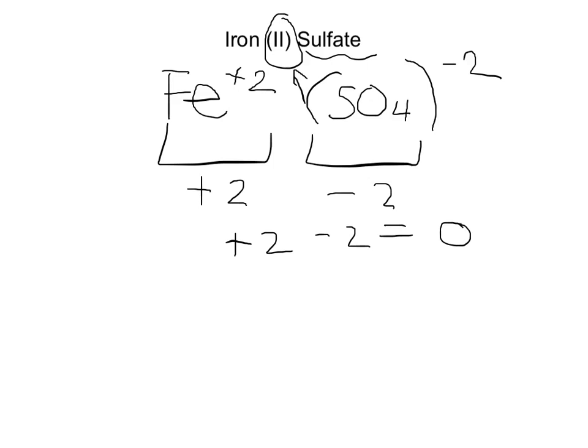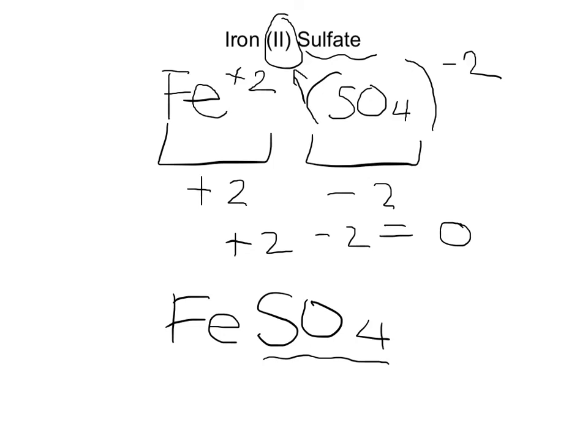So when you're writing out the formula for iron to sulfate, you just have to write Fe SO4. And you don't need to use parentheses to surround the polyatomic ion, which is sulfate right here, unless there's more than one of that atom. So here you're fine with just saying Fe SO4.